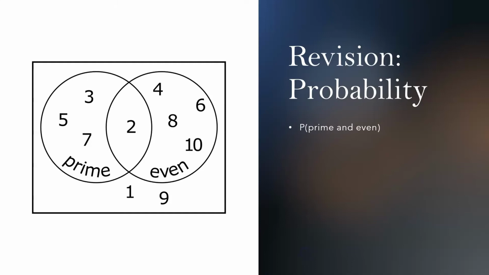Alrighty, so the probability of being prime and even. Well, if we had prime that was 4 out of 10, 1, 2, 3, 4, and we had even that was 5 out of 10, 1, 2, 3, 4, 5, you would imagine that prime or even would be 9 out of 10. You'd think you'd just add them together, hey?